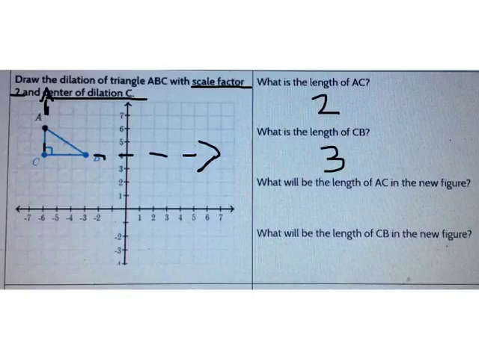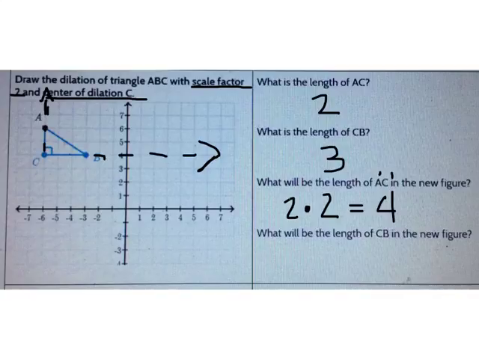Now, if my scale factor is 2, I can find the length of AC in the new figure by multiplying 2 times 2. So what is the length of AC in the new figure, A prime, C prime? It's 4.